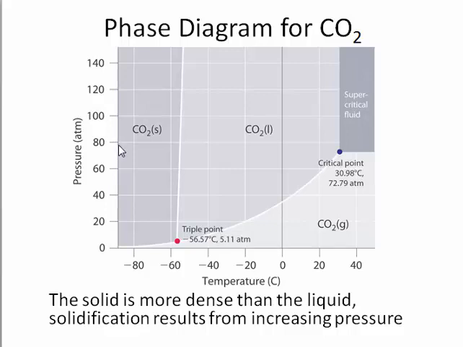Now, at 80 atmospheres, what this diagram shows, notice pressure is on the y-axis, carbon dioxide is a solid to temperatures as low as negative 100 Celsius, down here on the x-axis. And the solid can be heated to roughly negative, well, a bit over negative 60, it looks like, this point. And at this point, the transition from solid to liquid begins.